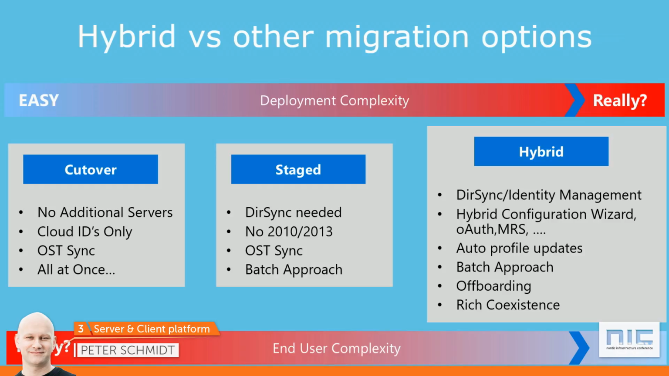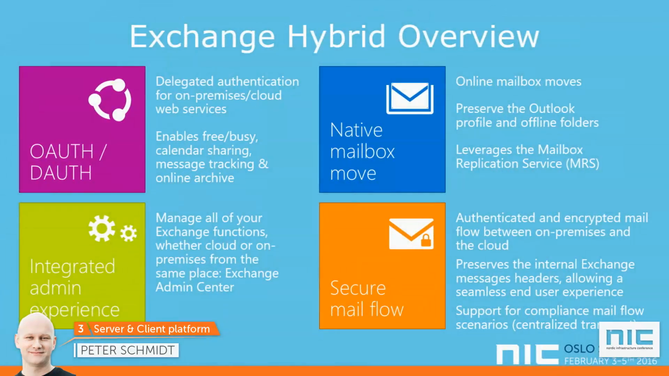Another option we actually get with hybrid is also the offboarding option. So if you have hybrid running, and actually already all your mailboxes might be in Office 365, and for some reason you decide that is not the way you want to go, you want to move everything back, hybrid is the only option you have to actually offboard all your mailboxes back into the on-prem environment. And in the end, it's also the best option to give the users the most seamless and rich experience.